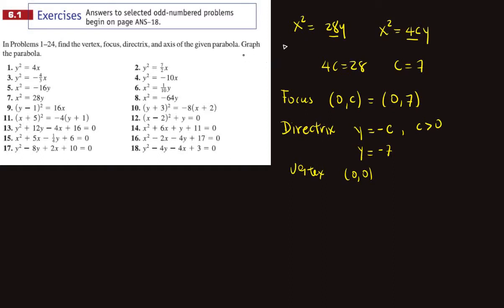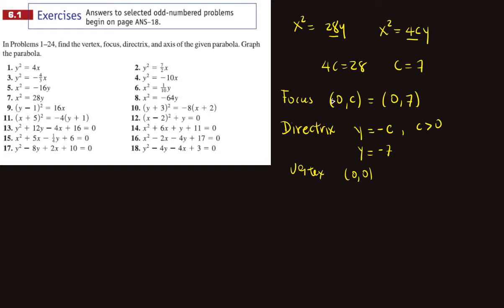Okay, let's continue doing these problems we were doing in class. Number 27 says x squared is equal to 28y. Using the standard form of the equation, we're going to equate 28 with 4c and solve for c, and we get that c is equal to 7.